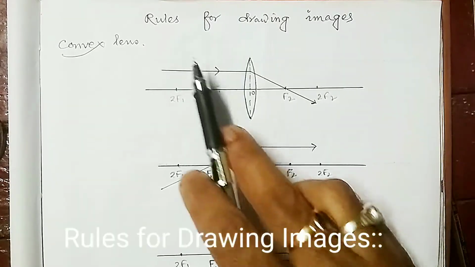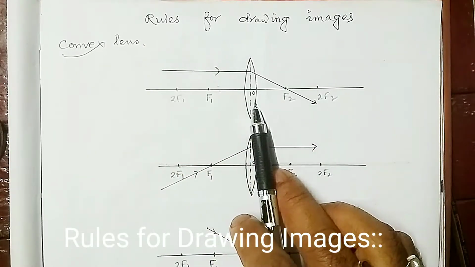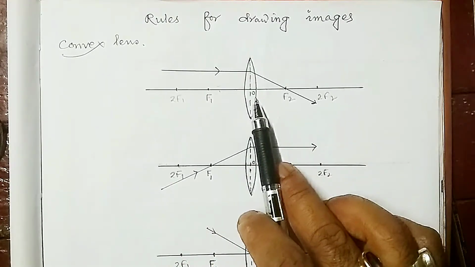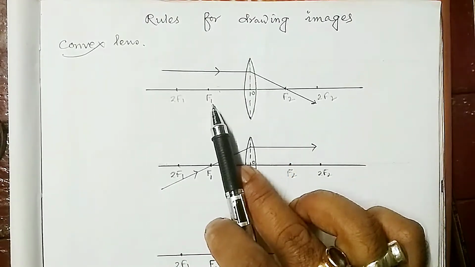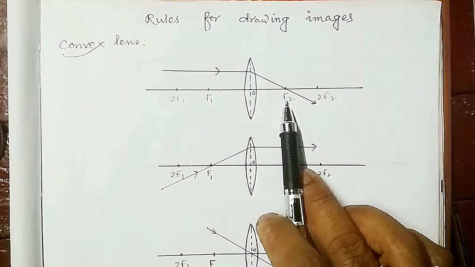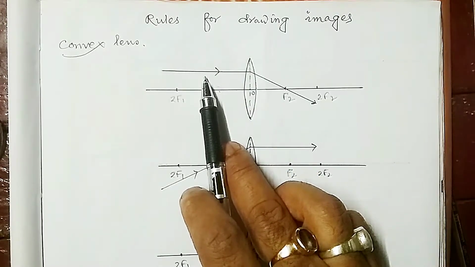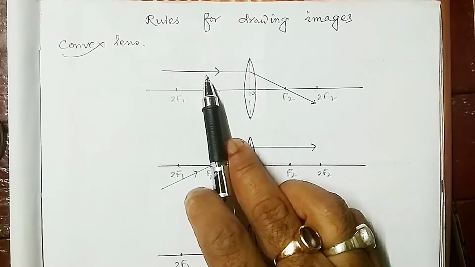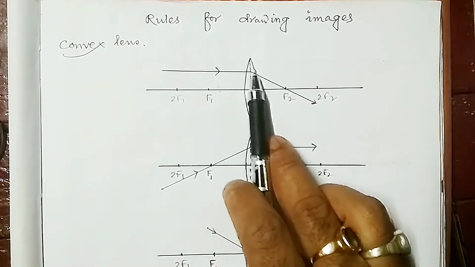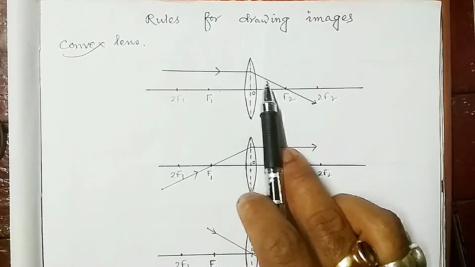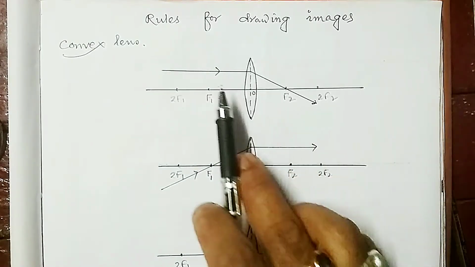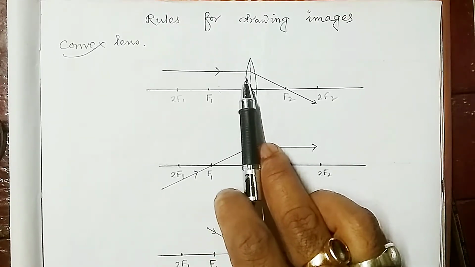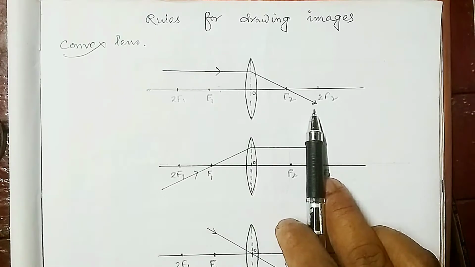Now I will discuss the rules for drawing images in a convex lens. This is a convex lens, this is the principal axis, this is the optical center, this is the first principal focus, and this is the second principal focus. Suppose this is a ray of light traveling parallel to the principal axis. After passing through the lens, this ray passes through the second principal focus. So any ray of light parallel to the principal axis, after refraction, passes through the second principal focus.